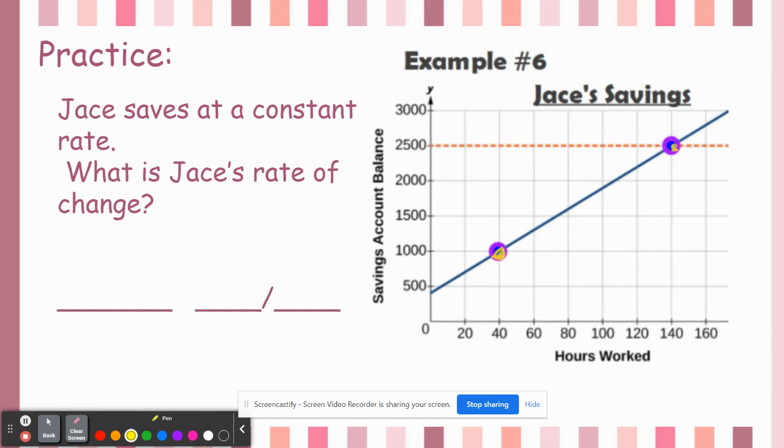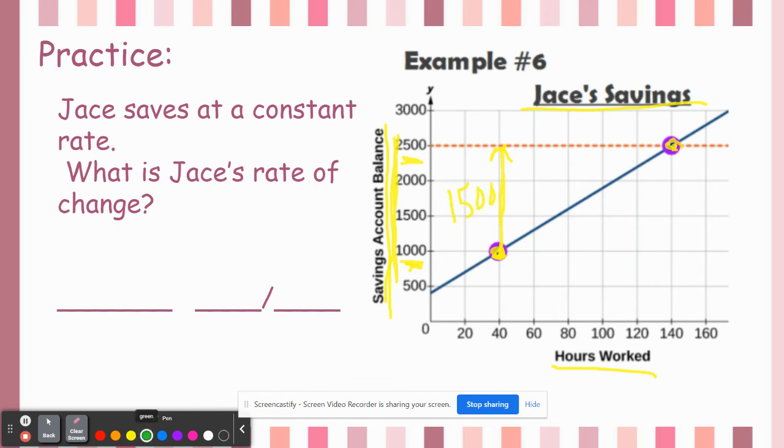So my rise, now remember when we're doing word problems, we have to pay attention to everything. What is this information telling me? Well, it's about Jace's savings in his account balance. Well, how much did he start with for this point? Well, he started with 1,000 and I'm traveling up to this point. So how much did I rise? Even though that's 3 boxes, that is not traveling 3, because I went from 1,000 to what number? 2,500. So I actually rose 1,500, even though it was only 3 boxes.